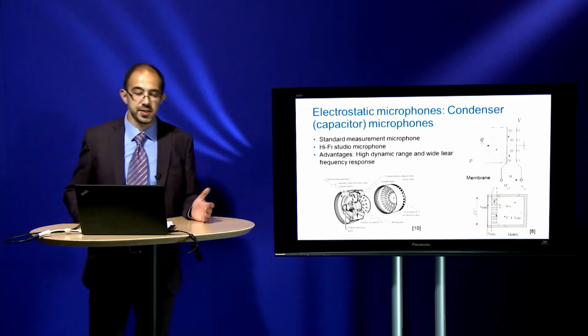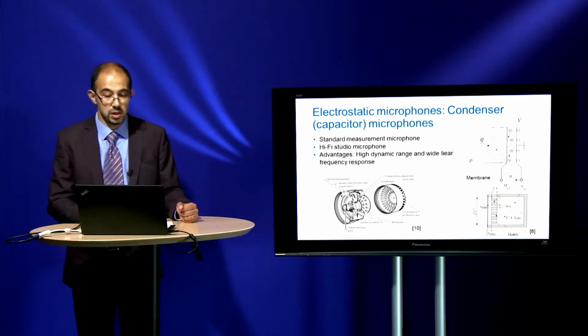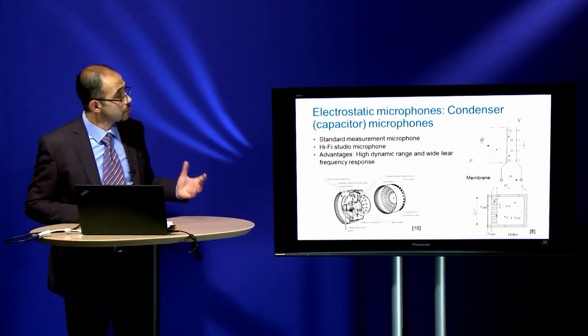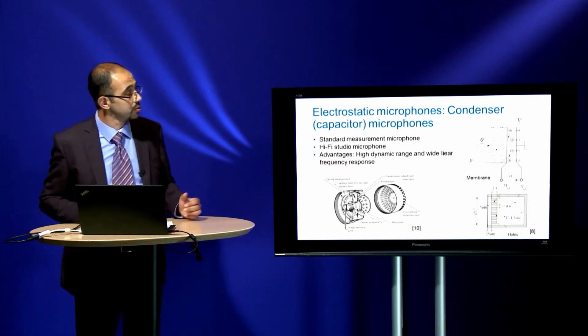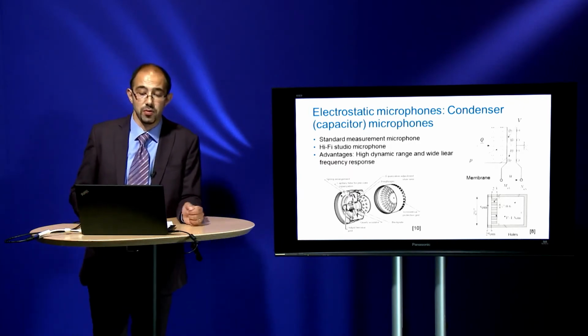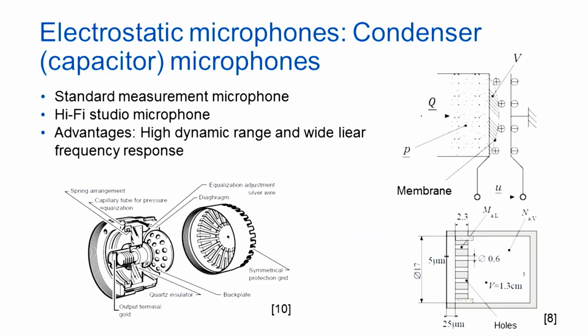As I already said, this transducer principle can also be applied to microphones. It is quite important for us because electrostatic microphones, or condenser or capacitor microphones, are used as standard measurement microphones and also as hi-fi studio microphones. Therefore, I have selected this microphone type. The main advantage is high dynamic range and, at the same time, wide linear frequency response.